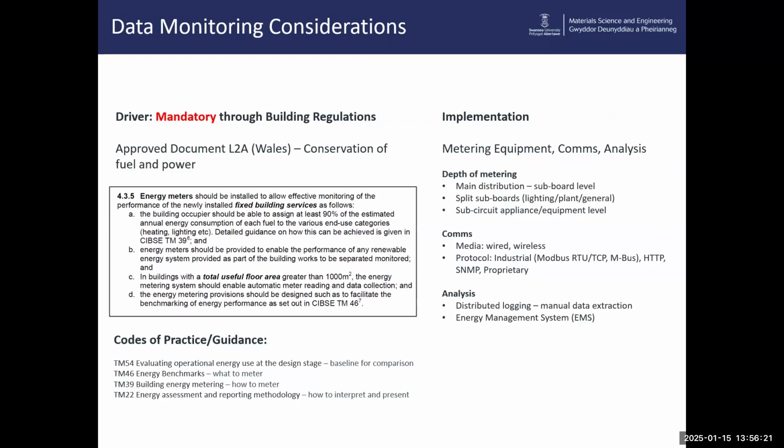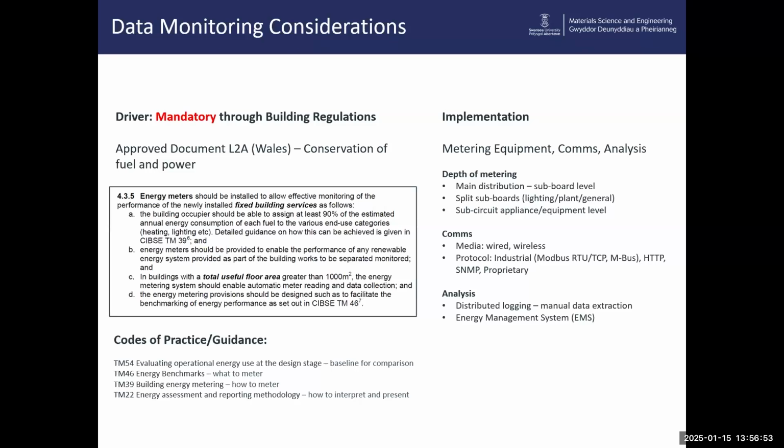Some data monitoring considerations, some things to consider when we are collecting and monitoring this data. Firstly, it's actually built into the regulations. So Part L, which I mentioned for Wales, says in the first line there that energy meters should be installed to allow effective monitoring of the performance of the newly installed fixed building services. So firstly, you've got to do it anyway, according to the regulations.